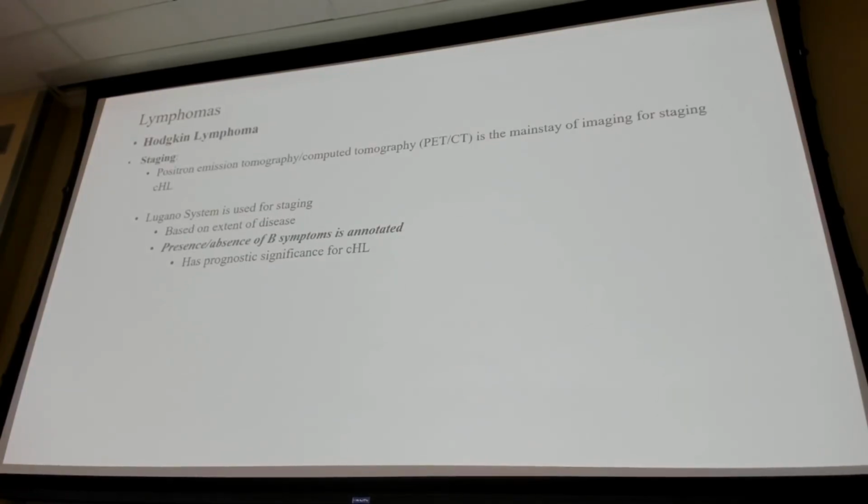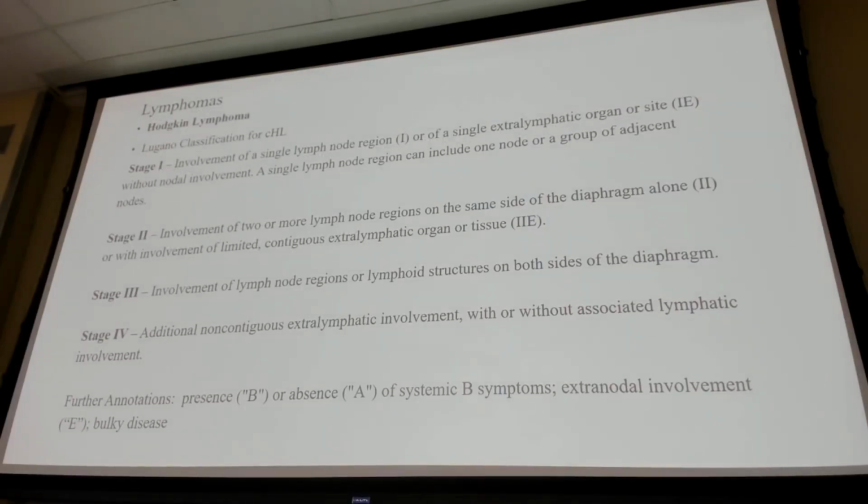Hodgkin staging. PET scans, yep, Lugano classification. Here we go, here's your Lugano again. Stage 1, involvement of a single lymph node. All right, got it. Stage 1 can also be involvement of two or more lymph nodes on the same side of the diaphragm. Stage 2, involvement of lymph nodes on either side of the diaphragm. Stage 3, and then additional non-contiguous spread is stage 4. Your Lugano classification.